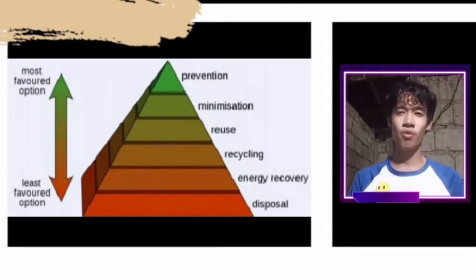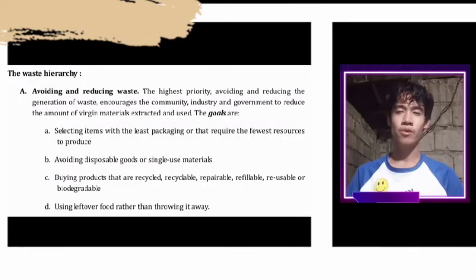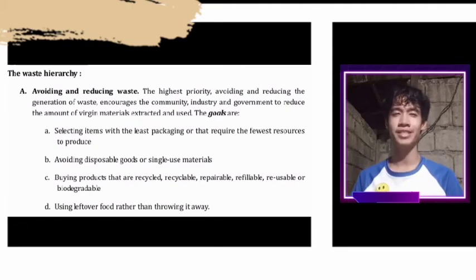The aim of the waste hierarchy is to extract the maximum practical benefits from products and to generate the minimum amount of waste. Let's tackle again the waste hierarchy. So first is avoiding and reducing waste. The highest priority is avoiding and reducing the generation of waste.